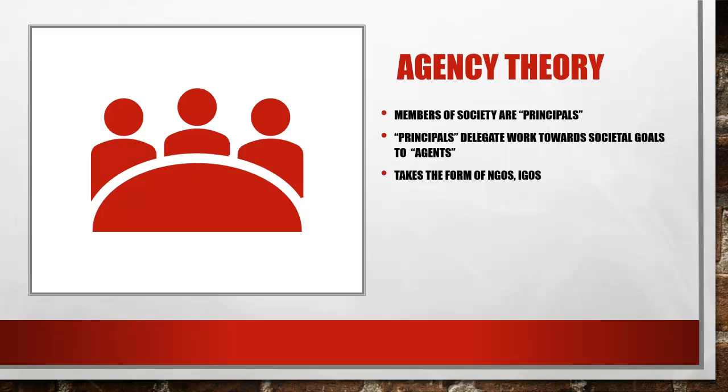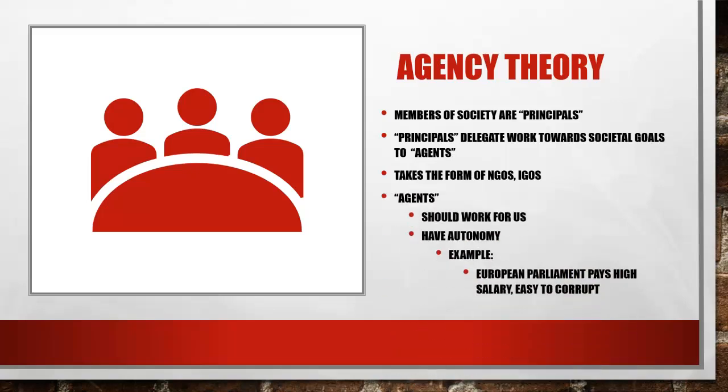These agents take the form of intergovernment organizations, NGOs as well, all these different things that we work for and that we have doing things for us. So for example, the European Parliament, the European organization that delegates tasks for the EU, developing proposals. These are individuals that the members of the EU have elected, and then they represent them. So the task governing the EU, principals elect these agents, the parliamentarians, and they're the ones who are supposed to do it. Now, the agents should work for us, and they should have autonomy. So they do work on their own, and they should be working on behalf of the principals.